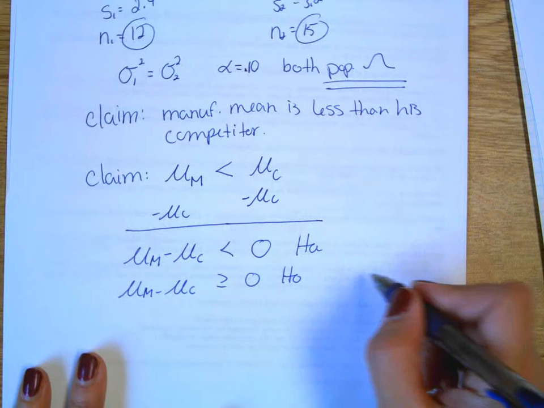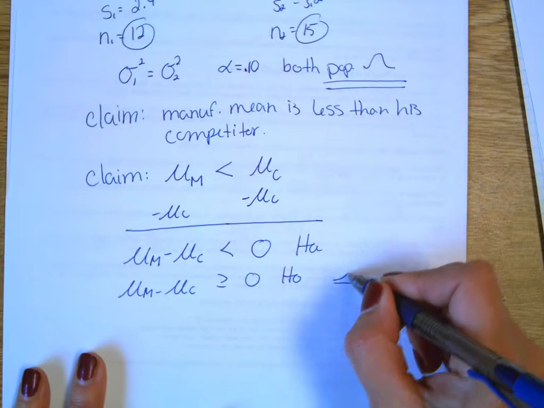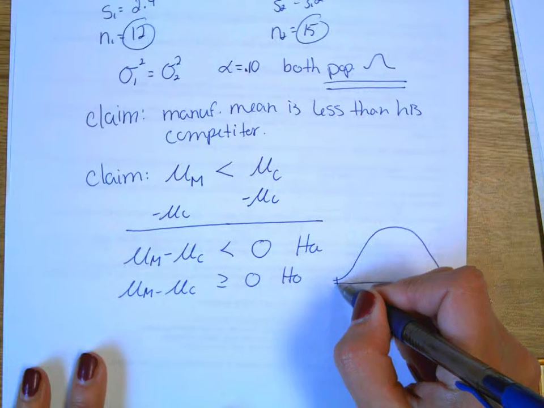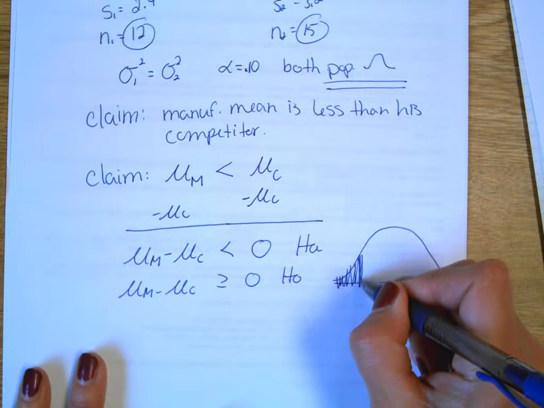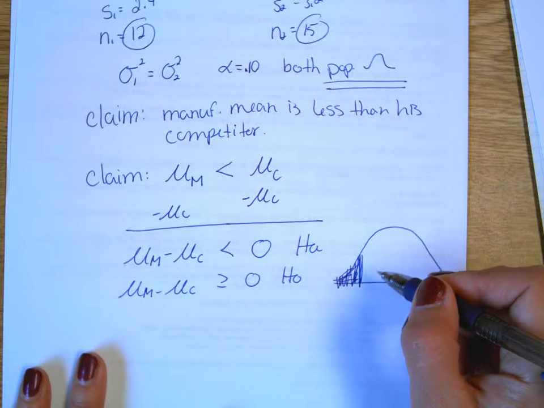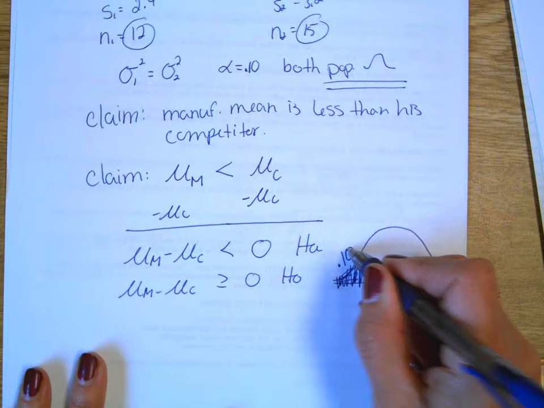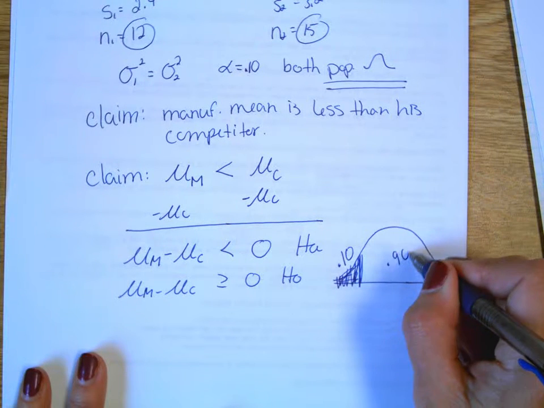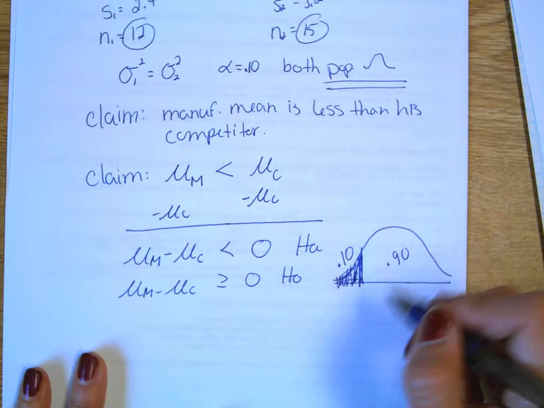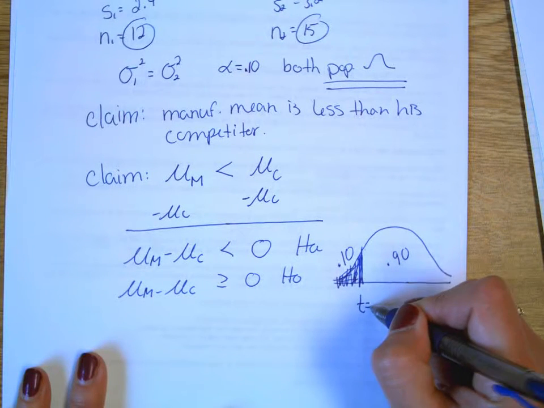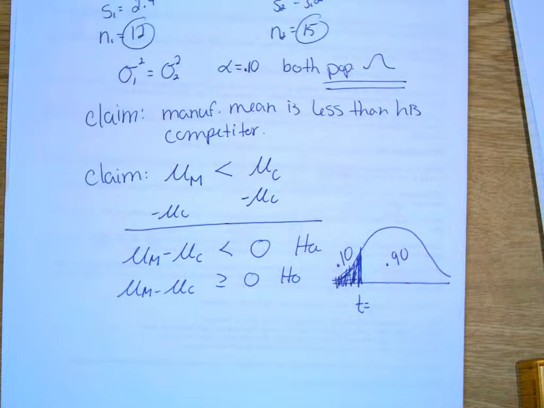So what tail test are we going to do? Left tail. We've got alpha's 0.10 here, so 0.90 here. Because it's small sample, we're looking for a t-value. So you need your t-table.